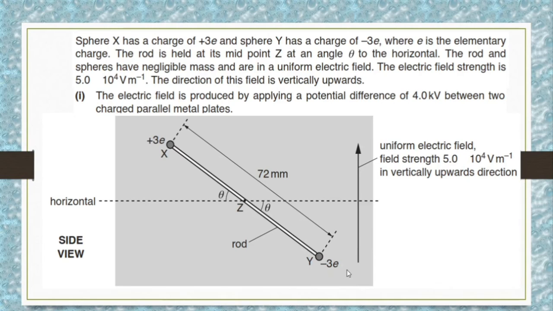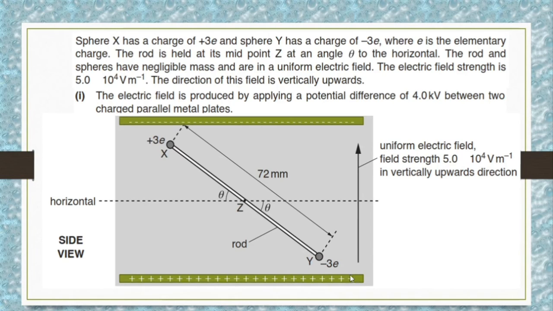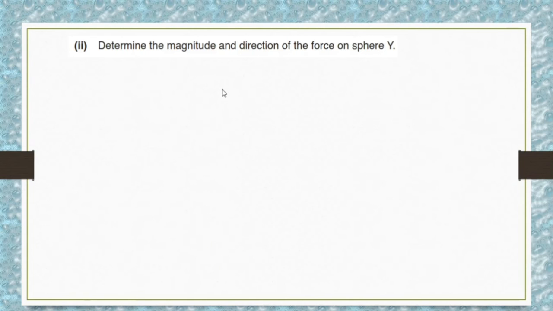So I can draw the plates like this. This one is the positively charged plate, and this one is the negatively charged plate. They are both horizontal, and the rod is placed between those two charged parallel metal plates. Determine the magnitude and the direction of the force on sphere Y.